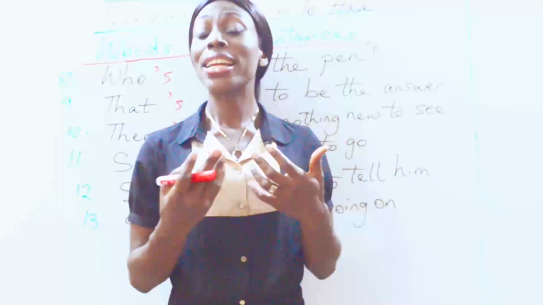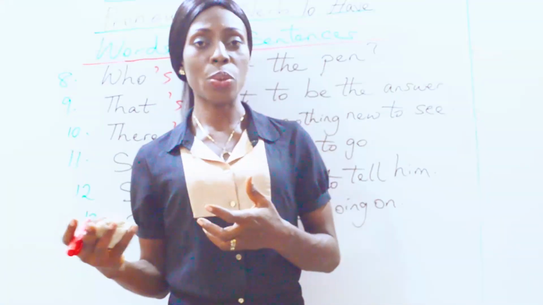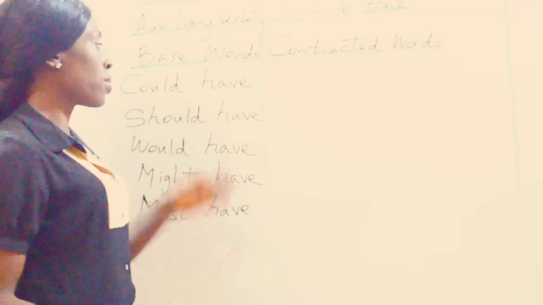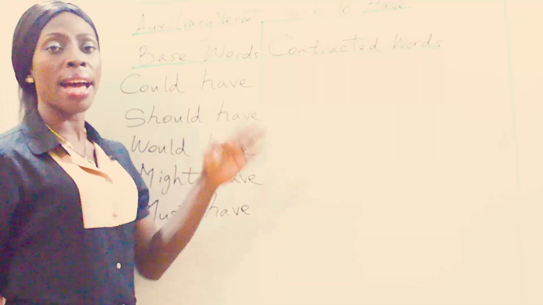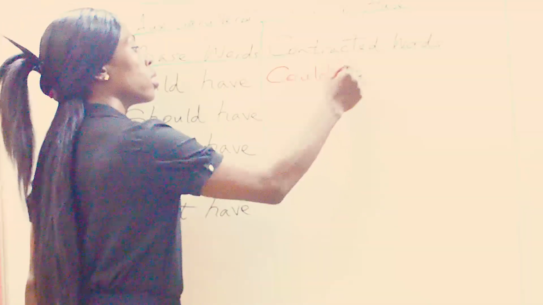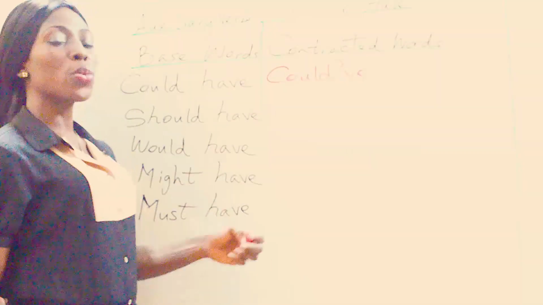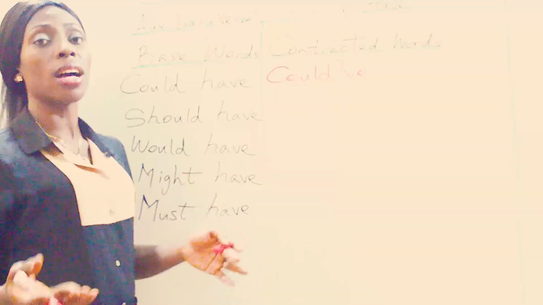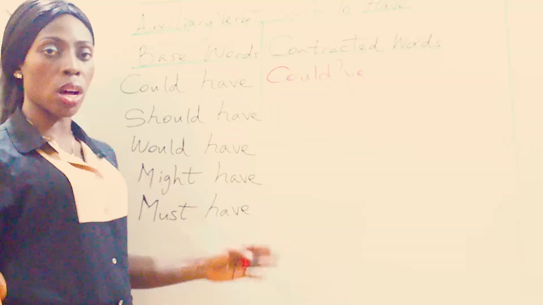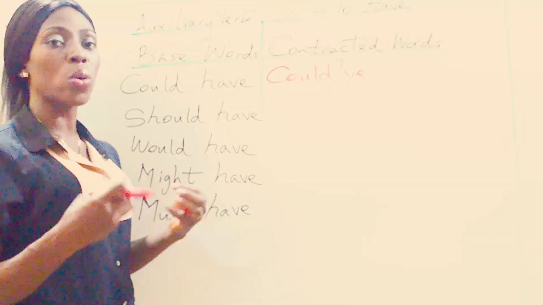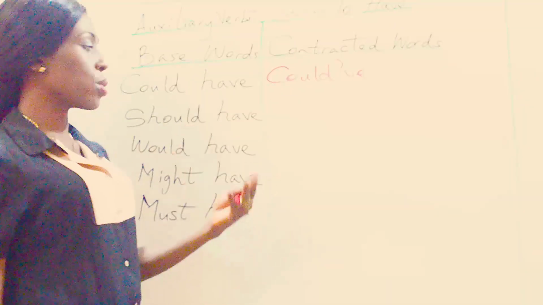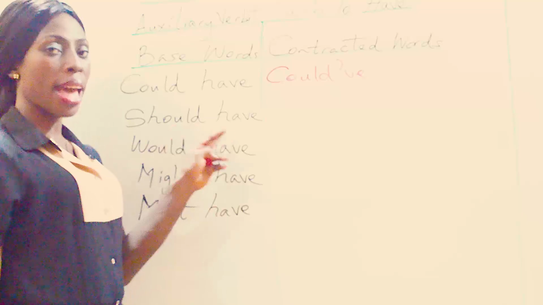Okay, we've looked at pronoun plus the verb to have, and we've looked at these words in sentences. Let's also look at some base words and contracted words using auxiliary verbs and the verb to have. First we have could have. It becomes could've. You wouldn't say "I could have gone." "I could've" is better. You don't have to pronounce all the words. You contract your words. "I could've," okay?